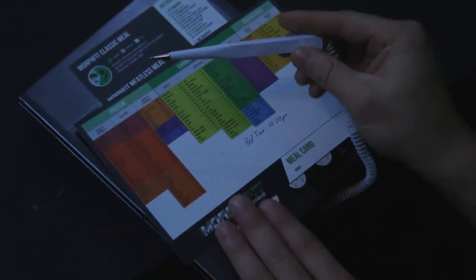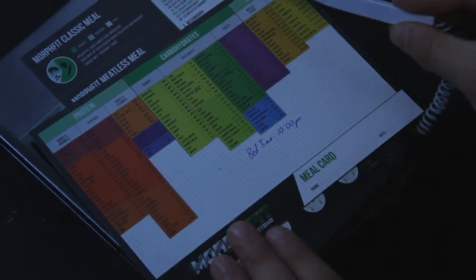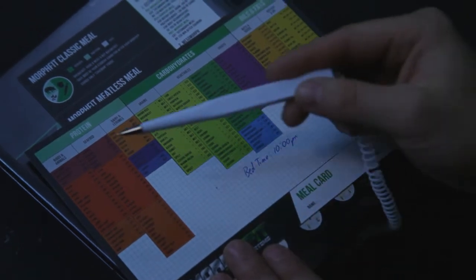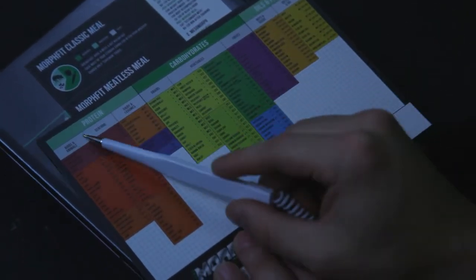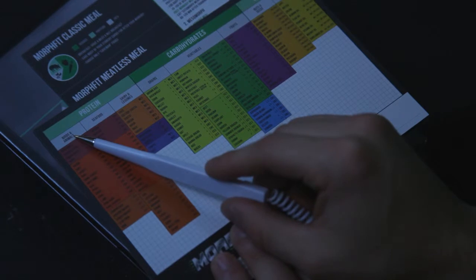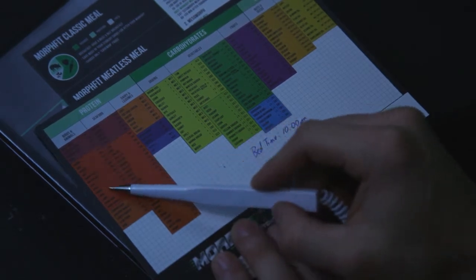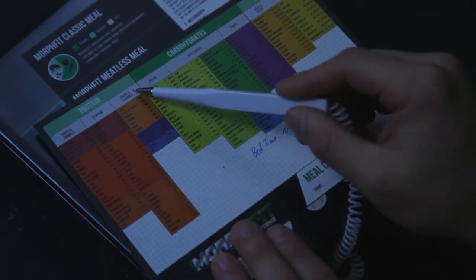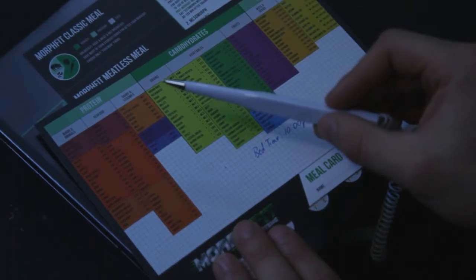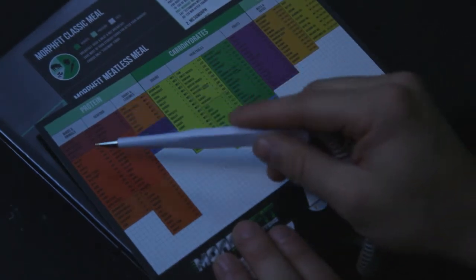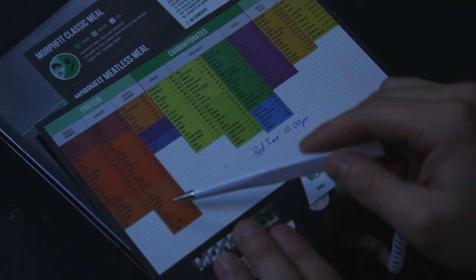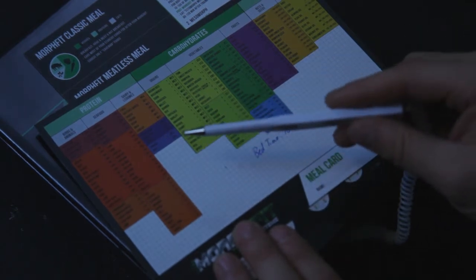It is divided into three main parts: protein, carbohydrates, oils and fats. The protein section has three sub-components, the first one being birds and animals, the second one being seafood, and the third one being dairy and legumes. Now, you'll notice there's a coding system and a color coding system on this card. There is meaning behind it.